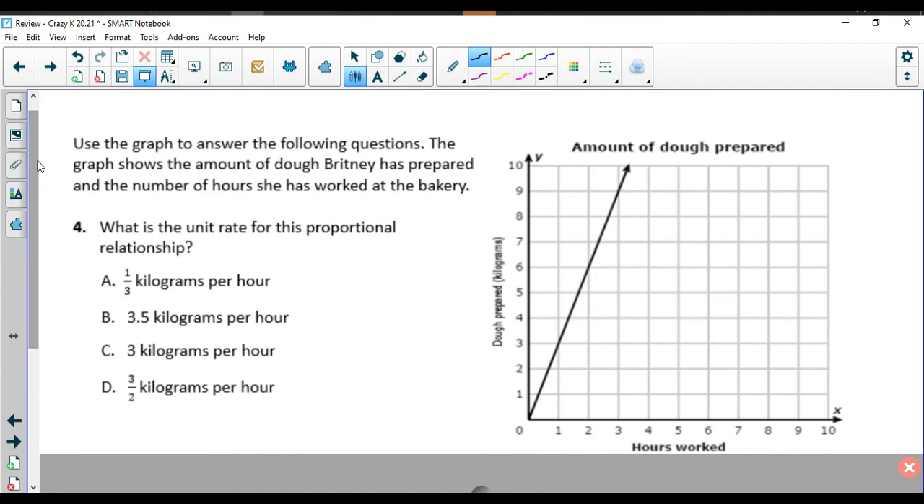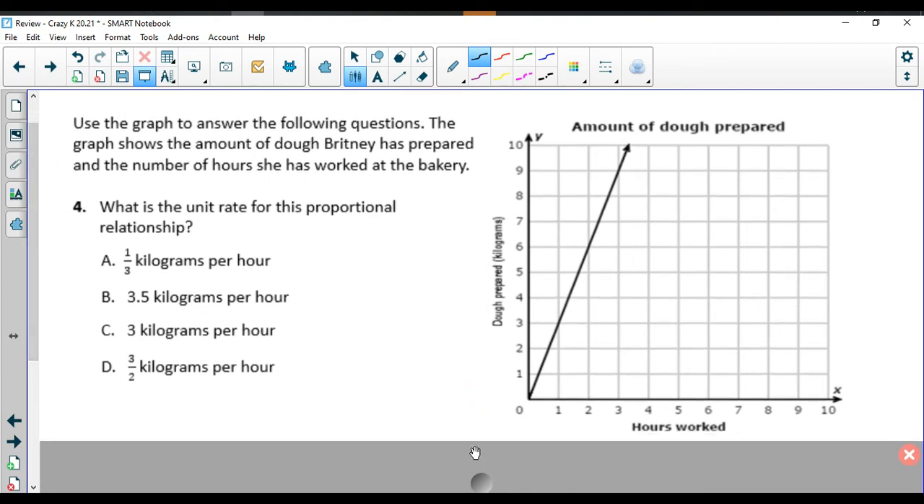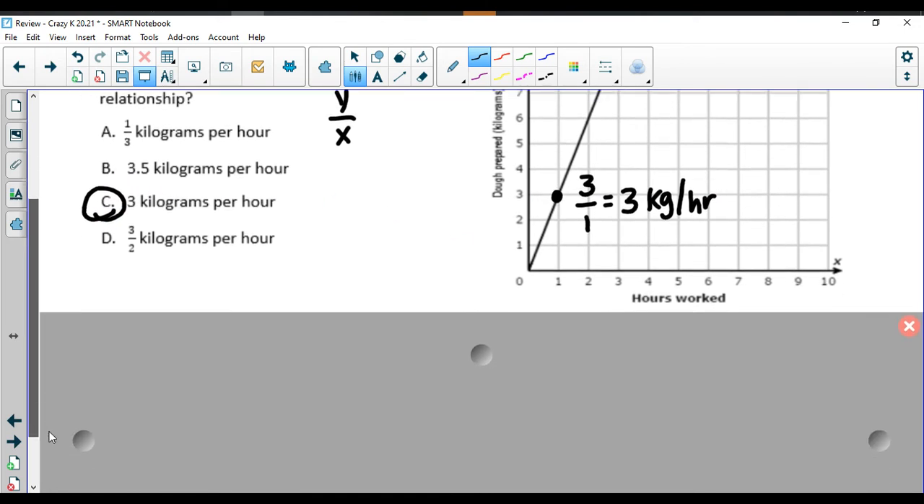Question number 4, use the graph to answer the following questions. The graph shows the amount of dough Brittany has prepared and the number of hours she has worked at the bakery. So for question 4, what is the unit rate for this proportional relationship? Unit rate, remember, is y divided by x. To find the unit rate here, you need to find a point where it goes through the grid of the graph. My y value is 3 and my x value is 1. So 3 divided by 1 is just going to be a unit rate of 3. My y label is kilograms per hour. So 3 kilograms per hour would take us to letter choice C.